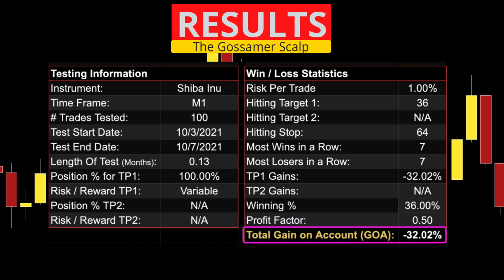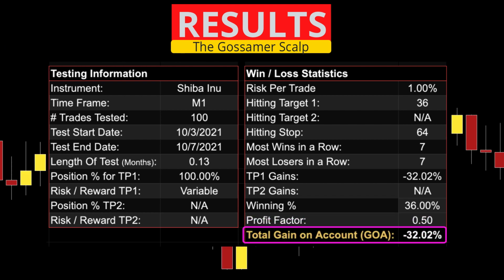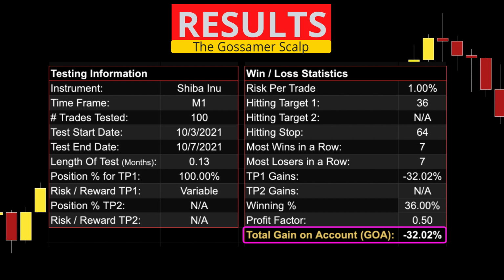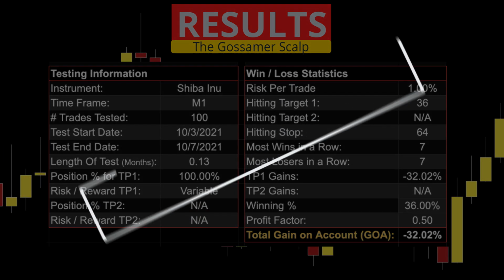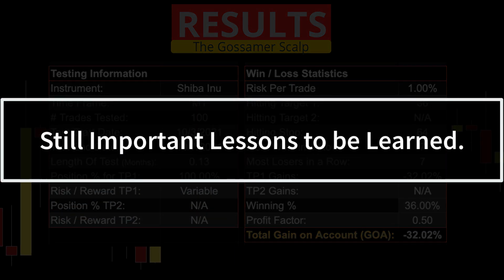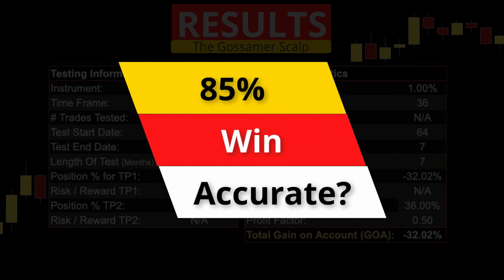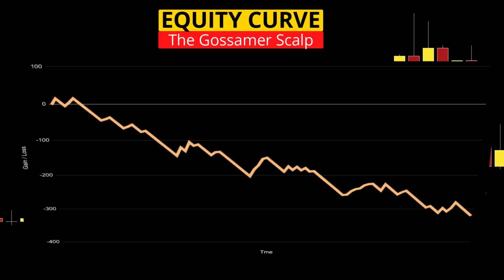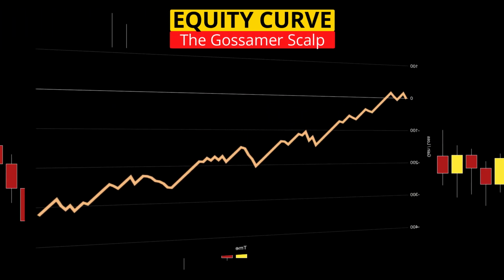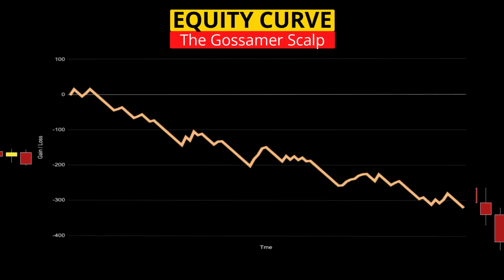The total gain on account, taking all the setups, would have been a negative 32%, which would be made worse by fees. But there are some extremely important lessons we can learn from this strategy, other than that the system does not have anything close to an 85% win rate. So the equity curve here would be fabulous if we could just reverse it, but we cannot.